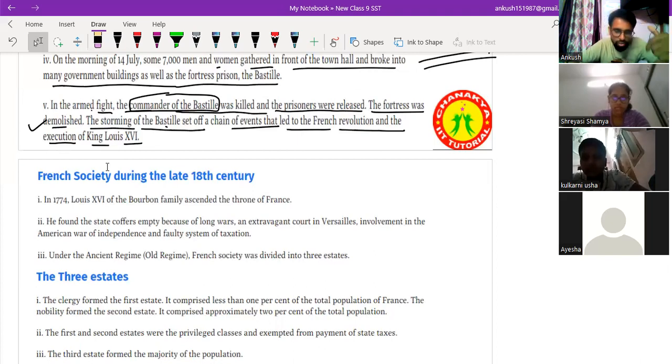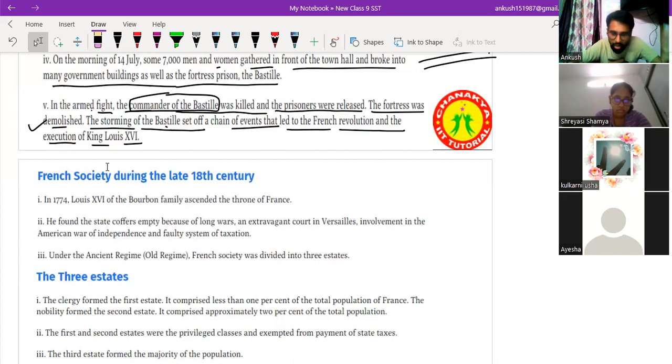Much later, when historians looked back upon this time, as you see in the background in your book, they saw it as the beginning of the chain of events that ultimately led to the execution of the king in France, though most people at the time did not anticipate this outcome. How and why did this happen? That we are going to study now in French society during the late 18th century.